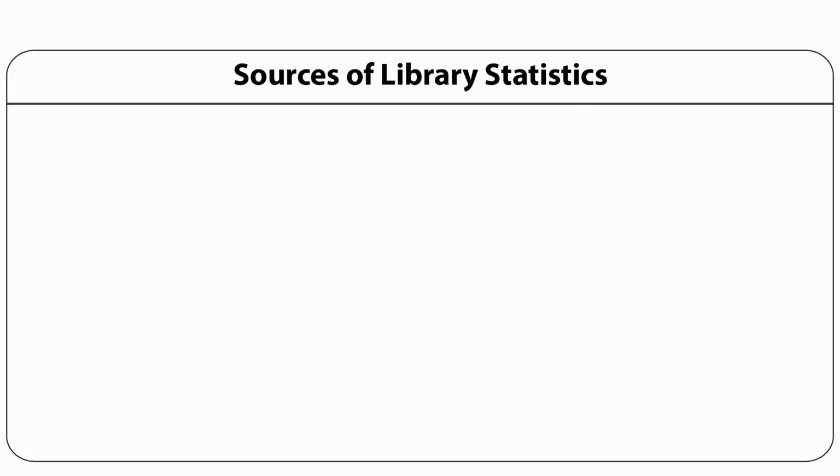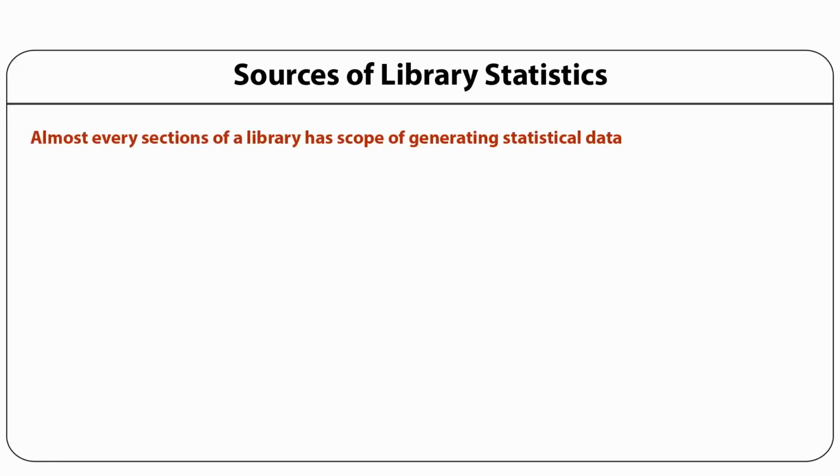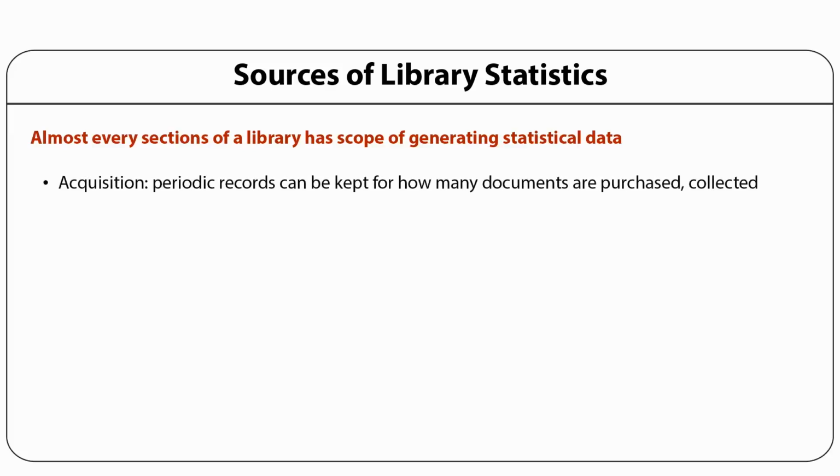Sources of library statistics. Almost every section of a library has scope for generating statistical data. That means in the acquisition section, the circulation section, the periodical section, the reference section, everywhere. For example, in the acquisition section, you can find out how much money you have spent on book purchase, online, offline, or maybe how many books you have collected as gratis over the last years. That type of documents you can find out.